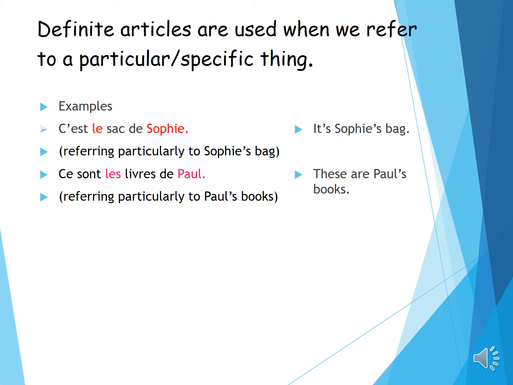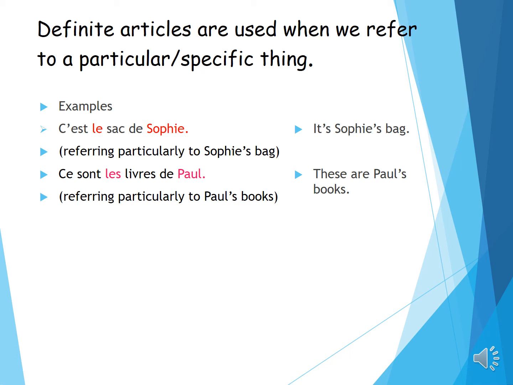So how do we use definite articles? Definite articles are used when we refer to a particular or specific thing. Let's have some examples. C'est le sac de Sophie. It's Sophie's bag. So here it is not just any bag. It is Sophie's bag. So here we are particularly referring to Sophie's bag.